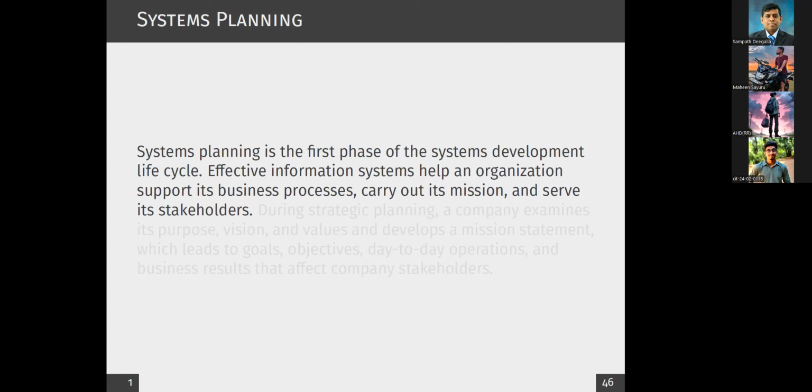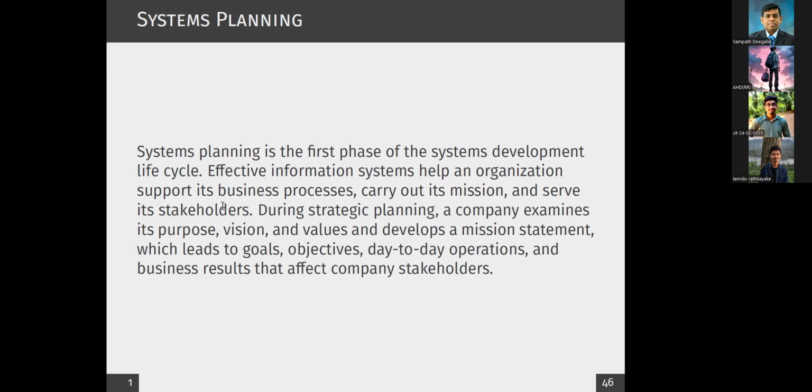Ideally, an effective information system should help organizations carry out their business processes and their mission. Any organization has a mission and vision, and information systems should support that and also serve its stakeholders, which means all the different parties. In the university setting, we have students, lecturers, parents, and investors. The information system supports each and every one of these stakeholders.